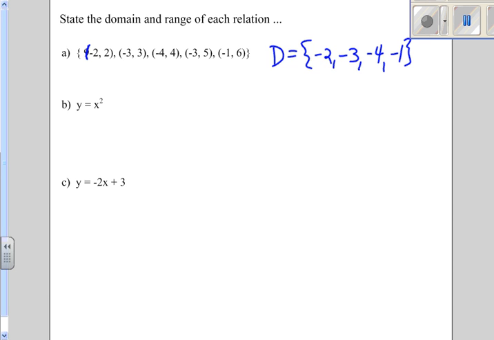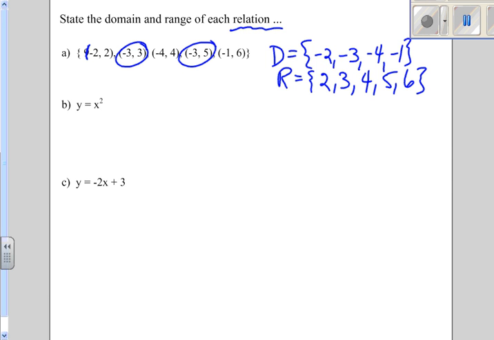Notice that this is not a function. It is a relation because there are 2 possible values for x equals -3. You can still have a domain and range of relations. The range is the set of second elements, which would be 2, 3, 4, 5, and 6.